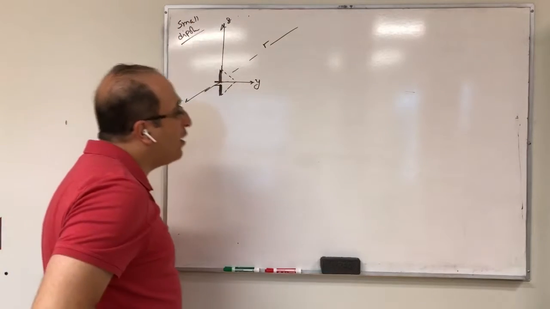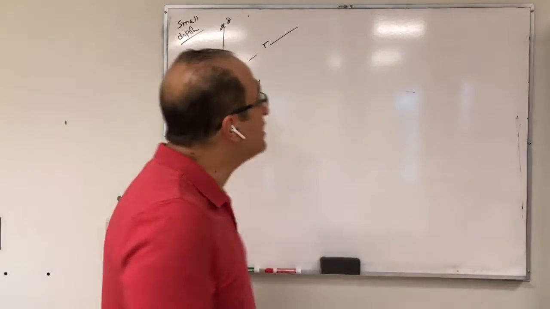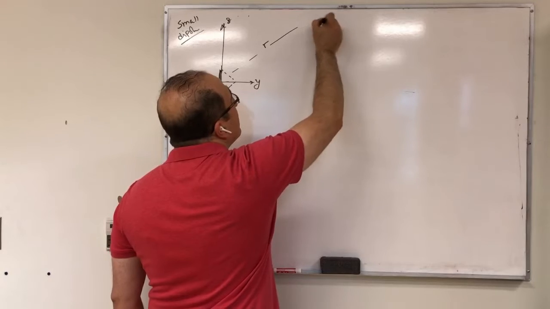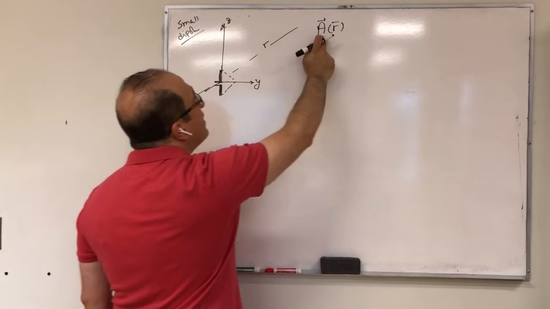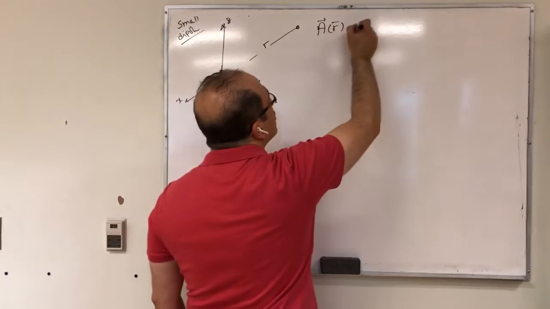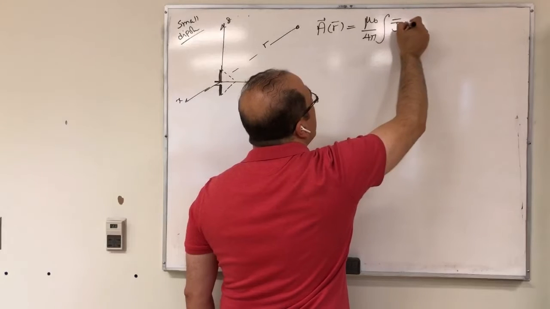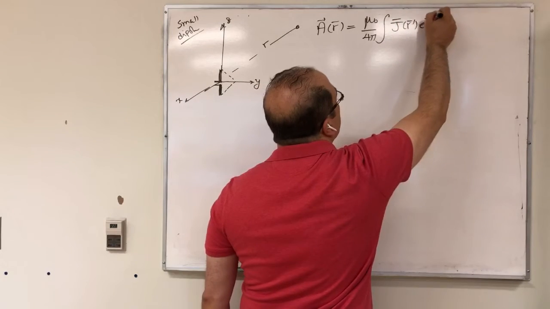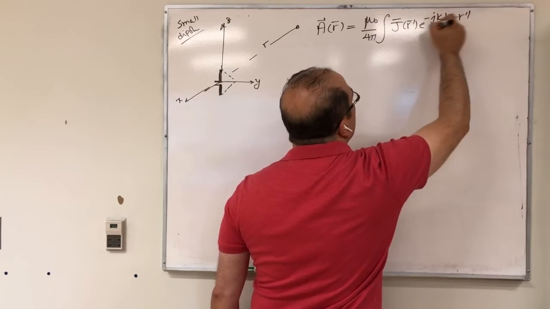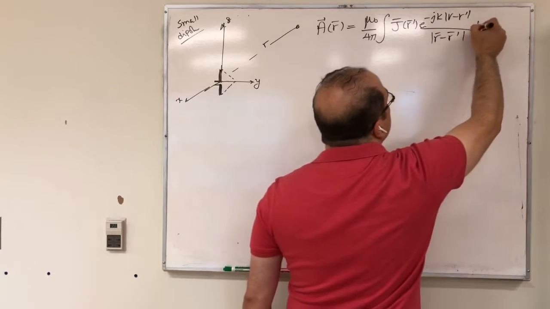Okay, so what is our first step? Finding the magnetic vector potential. So let's find it. A(r), the magnetic vector potential at observation point r, is equal to mu naught over 4 pi times the integral of J(r prime) e^(-jk|r - r prime|) divided by |r - r prime| dv prime.